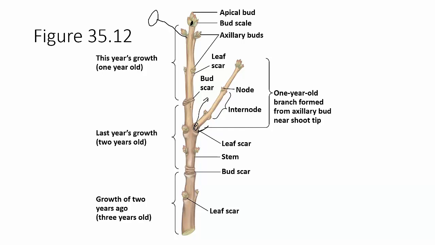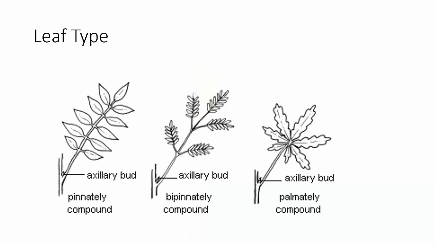So all of this is clear when you look at the branches in the wintertime when all the leaves have fallen off. These repeating units of nodes and internodes: nodes contain leaves, and you can see the buds in the axil of the leaf, and the internodes are the elongated areas between the leaves.